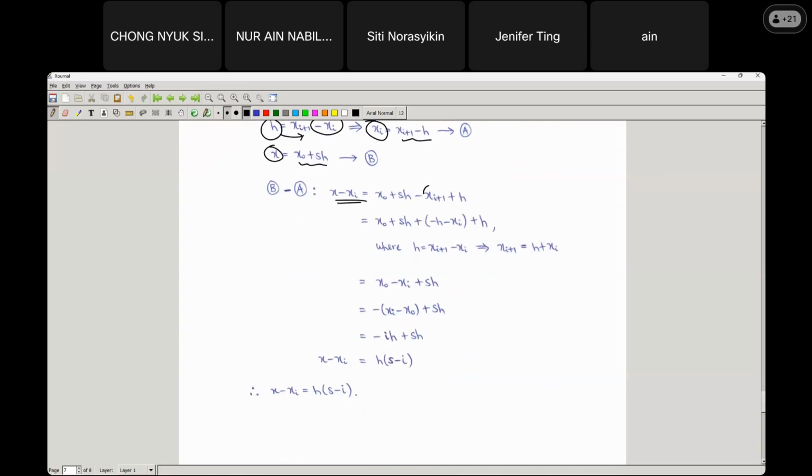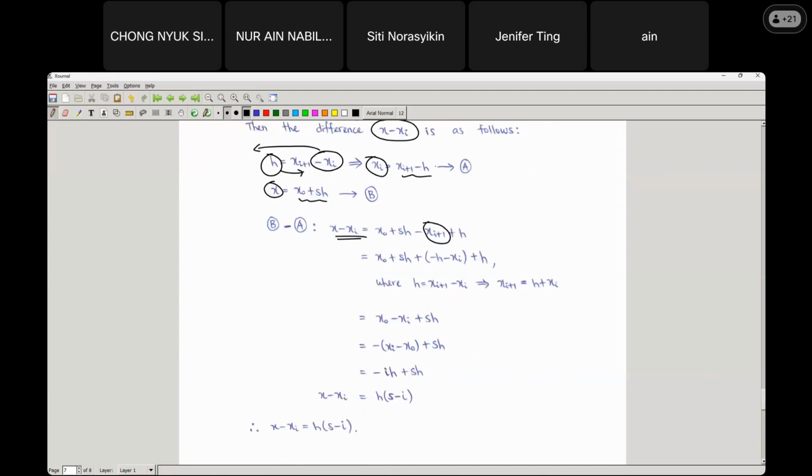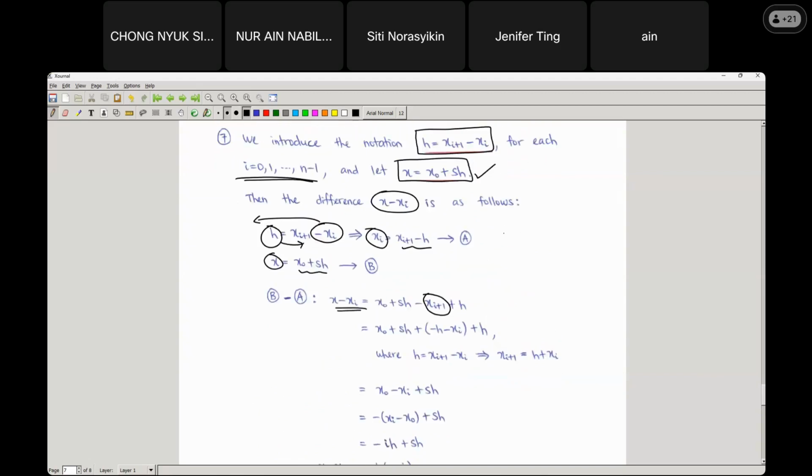So what is our x_{i+1}? If you see from here, h is equal to x_{i+1} minus x_i. I want to know what x_{i+1} is, so I move this one to this side. That means my x_{i+1} is equal to h plus x_i. So you substitute this into here, and this is what we get. Why do you have a negative? Because you have a negative here.